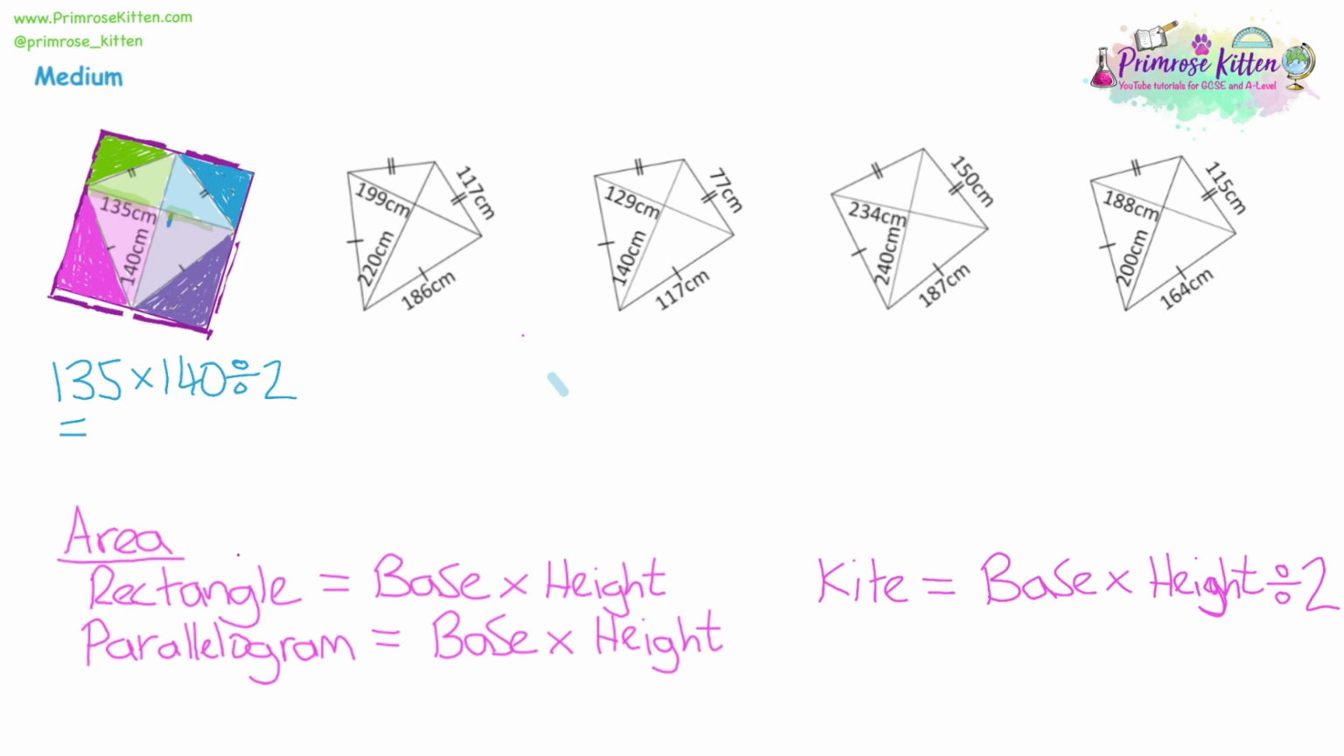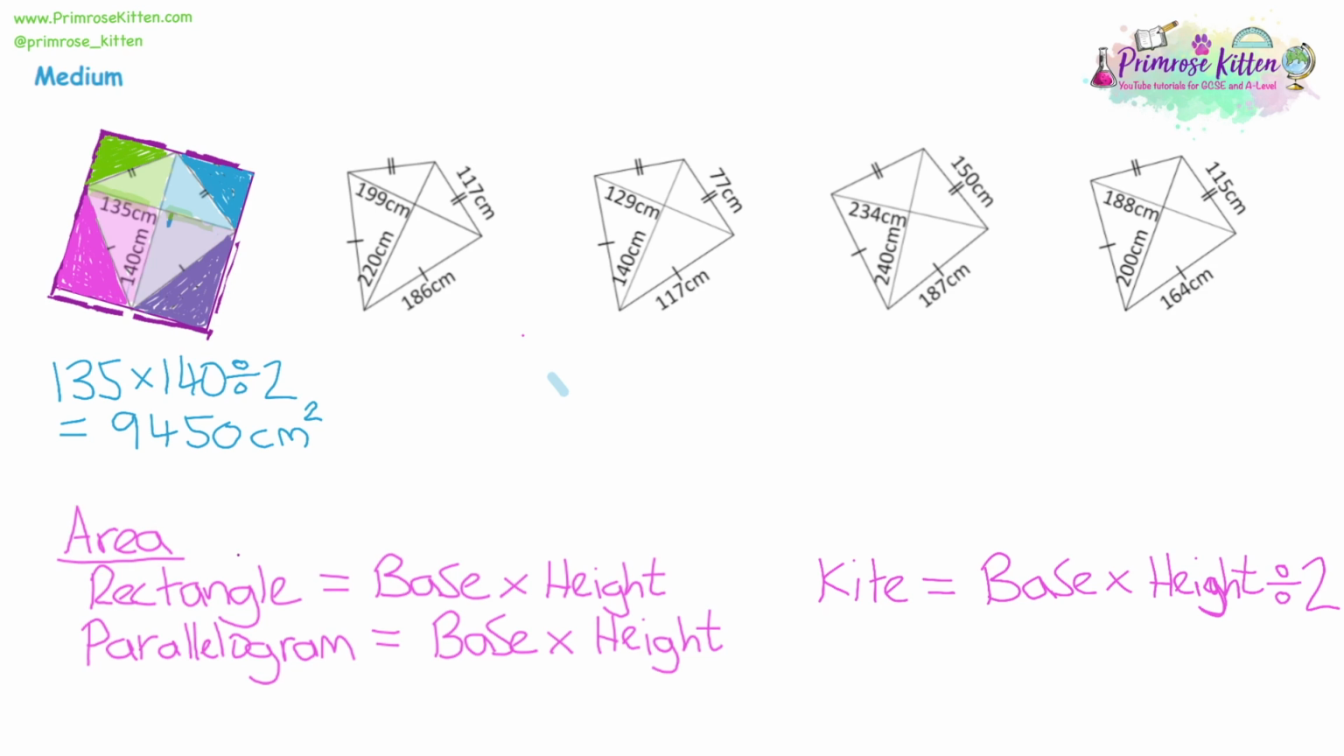So on a calculator, I'm going to write 135 times 140, then divide by 2, all on one line, and the answer I'm getting is 9,450, and looking at the units, it's centimetres squared. Even though we divided by 2, we still multiply together 2 lots of centimetres, and that was the only bit that referenced centimetres, so it's still going to be squared.